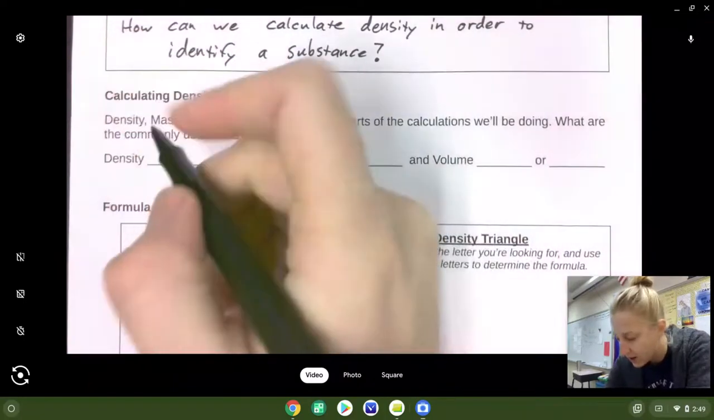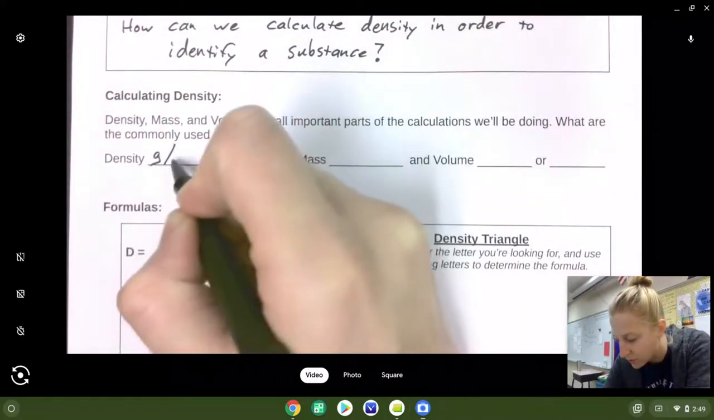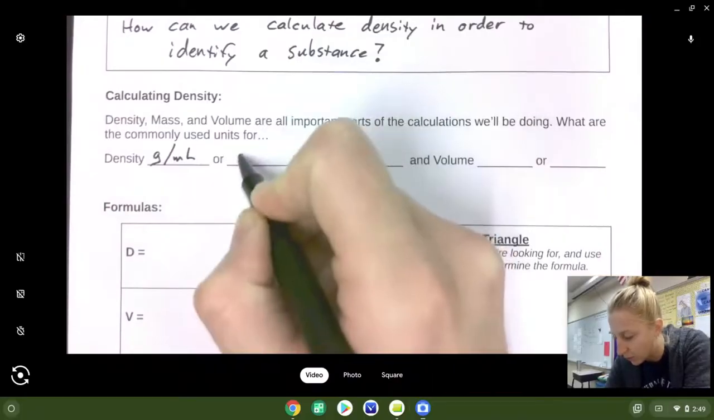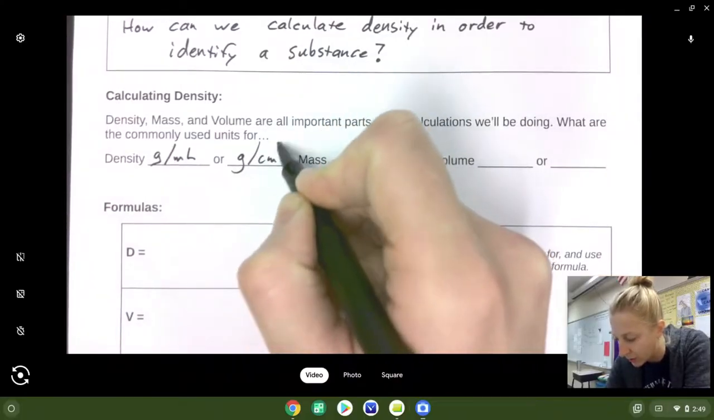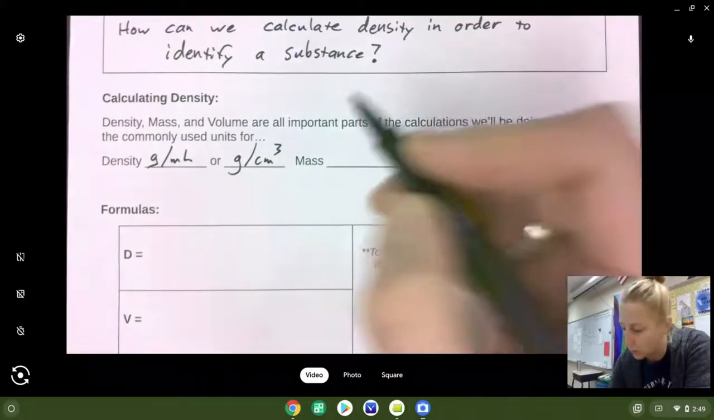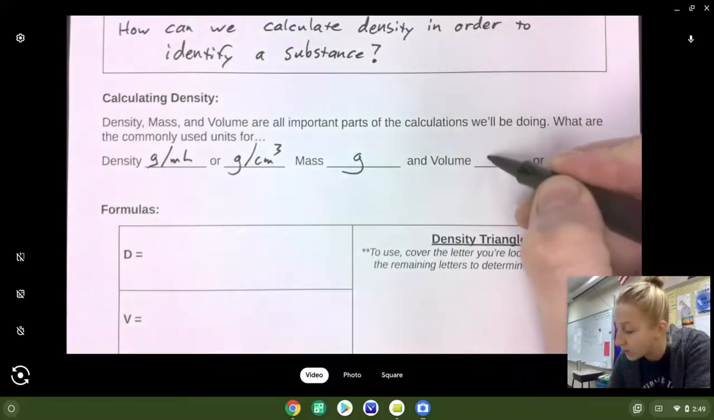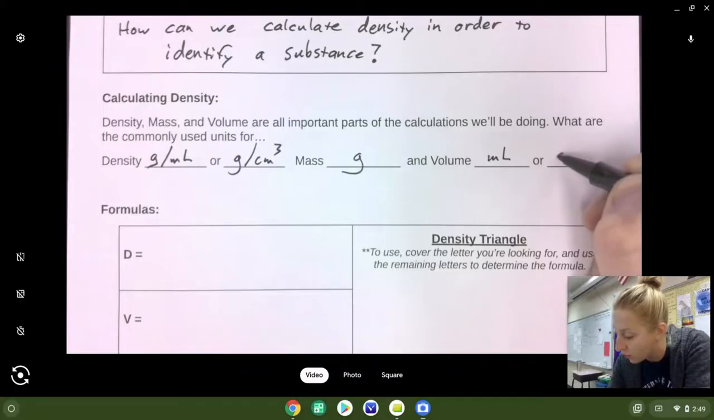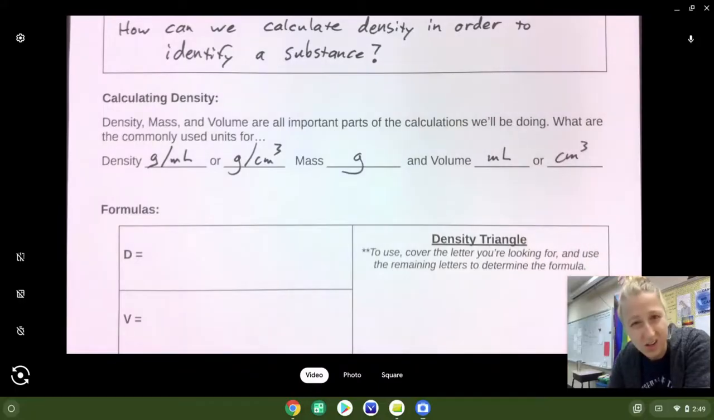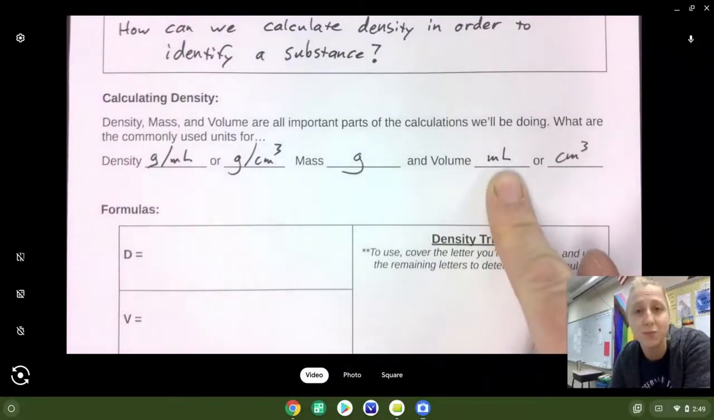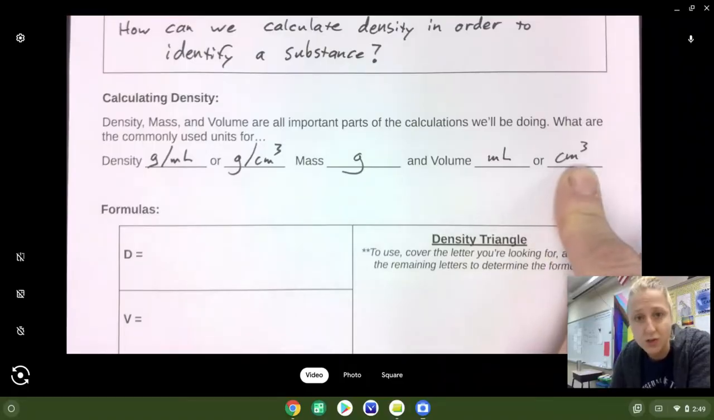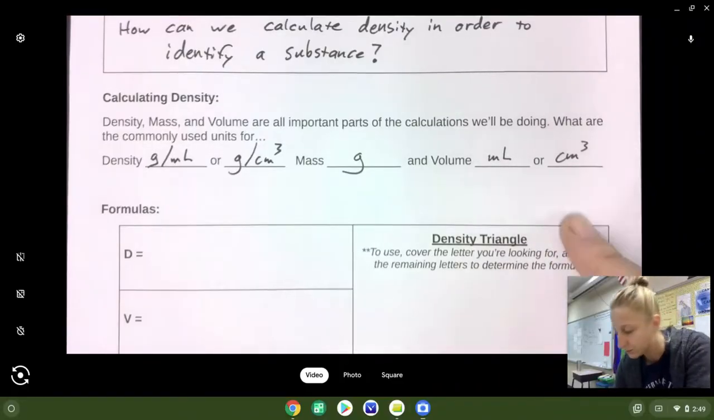So for density, our units are going to be grams per milliliter or grams per centimeter cubed. For mass, we're always going to use grams, which we abbreviate with G. And then for volume, we're either going to use milliliters or centimeters cubed, depending on what we're measuring. Usually we'll use milliliters for liquids, centimeters cubed for solid things.